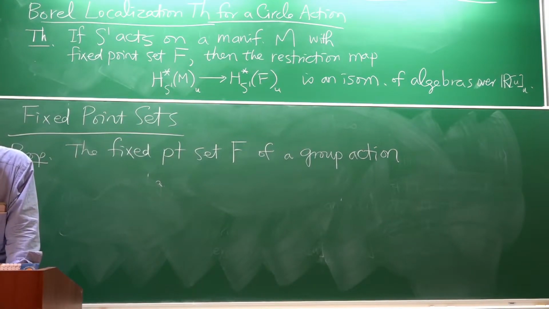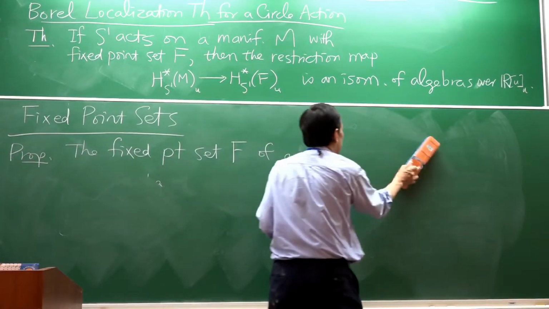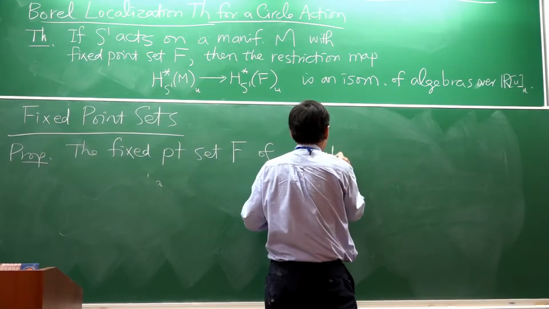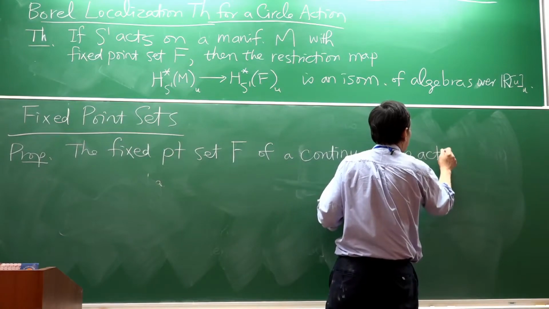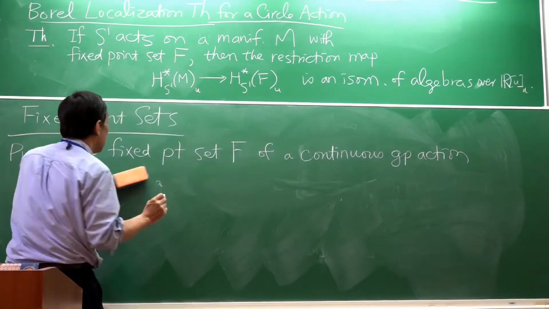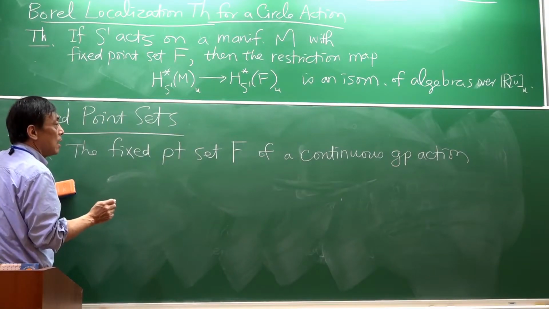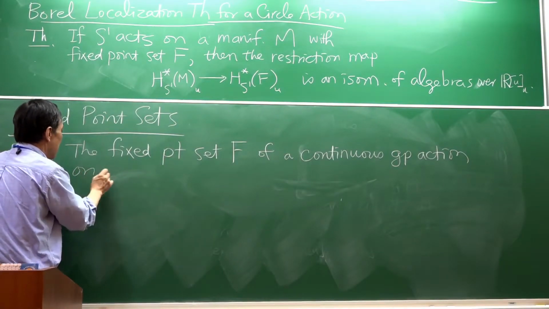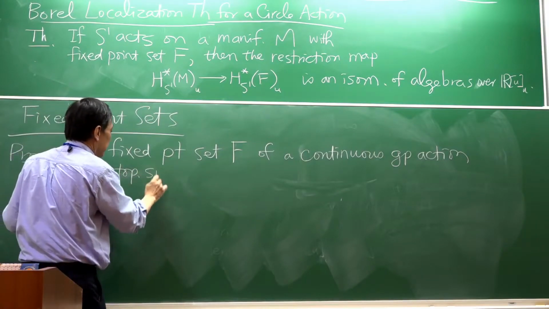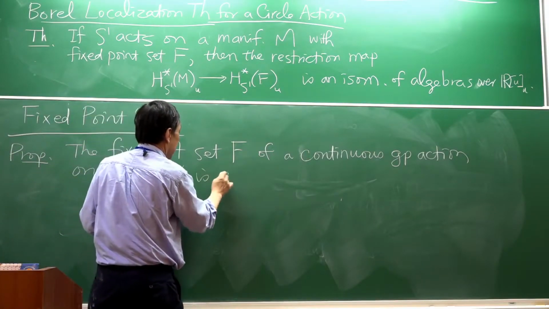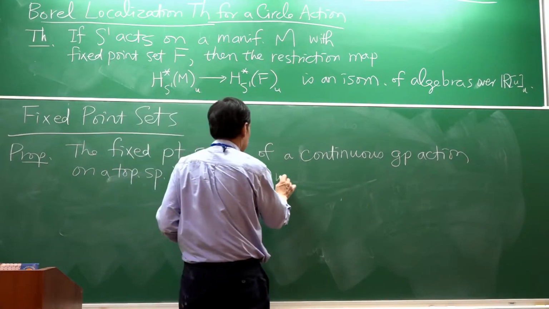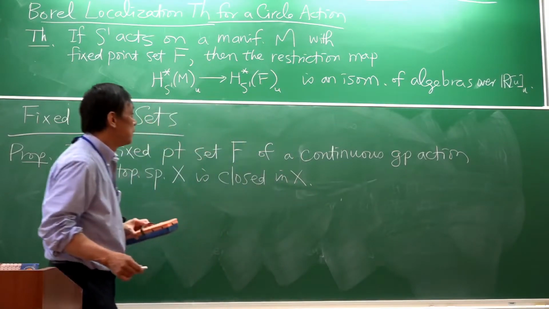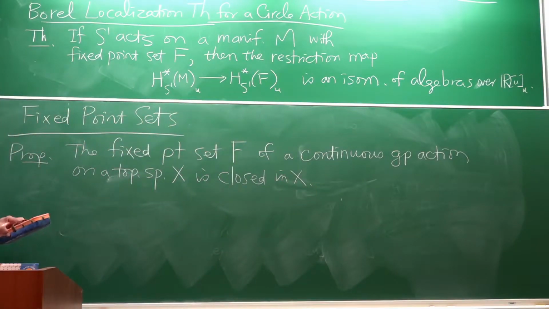I think right now I just have to assume a continuous group action on a topological space X is closed. The fixed point set is closed in X.